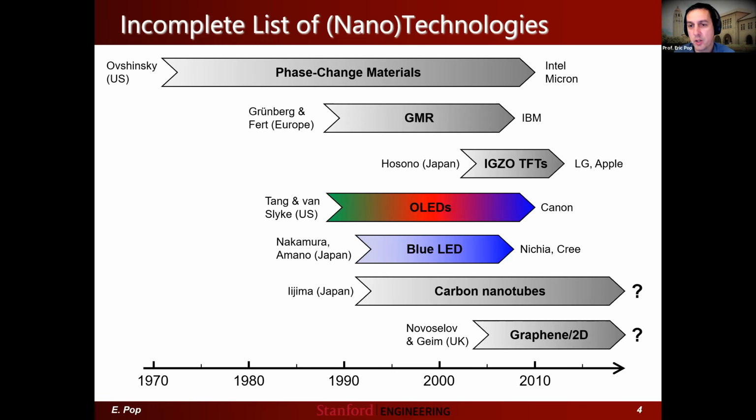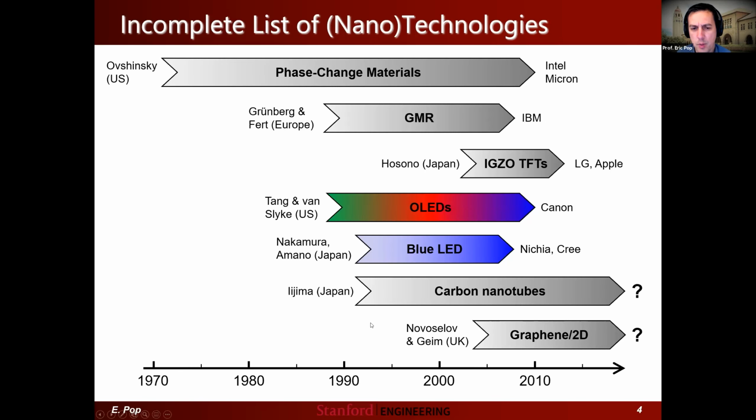I've worked on phase change materials. We do a little bit of work with oxides, LEDs, carbon nanotubes over the years. And so on the left, you can see the date when the nanotechnology, or technology, if you will, was proposed. Let's say GMR was in the mid 1980s or late 1980s, and then when it was commercialized on the right, and the company that I think seems to have commercialized it. And among these technologies, the IGZO TFTs actually seem to have the shortest time to commercialization. And then here we are at the bottom, carbon nanotubes, graphene, and 2D.